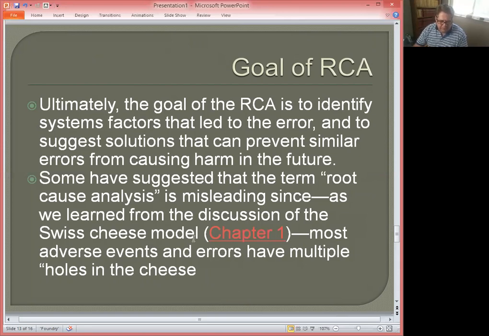Some have suggested that the term root cause analysis is misleading in some sense. One of the reasons they feel it is misleading is that, from when we looked at the Swiss cheese model in the beginning, most adverse events and errors have multiple holes in the cheese.